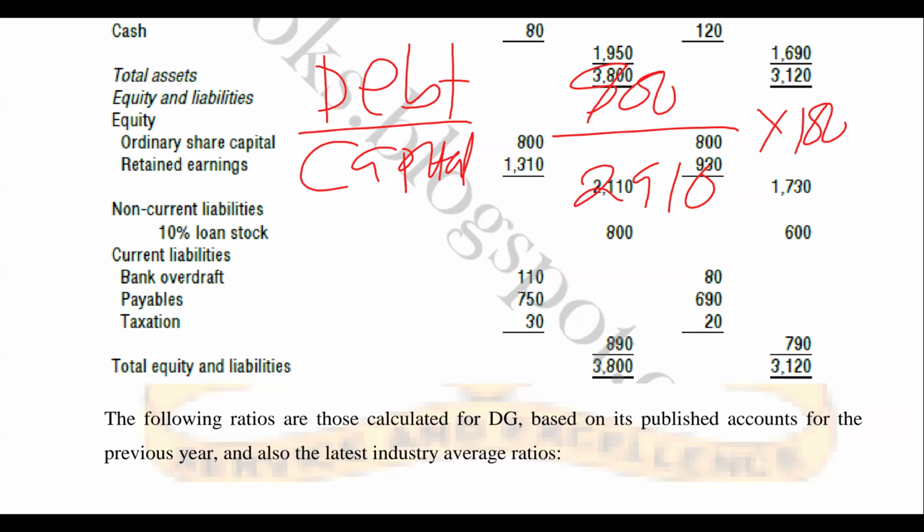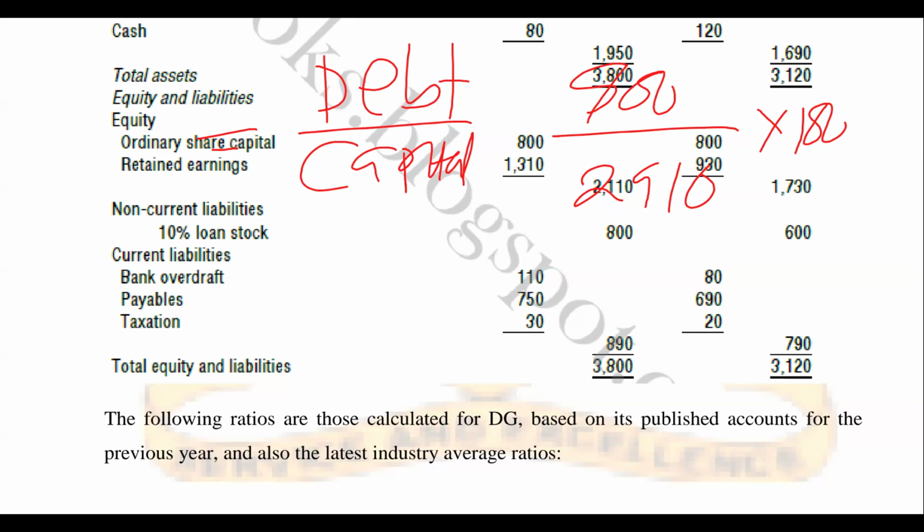Sorry, sir, I lost you on the gearing aspect. Please come again. Oh, on gearing, we said this one measures how much debt we have in our capital structure. Like in our capital, how much debt do we have? So it's basically debt over capital.